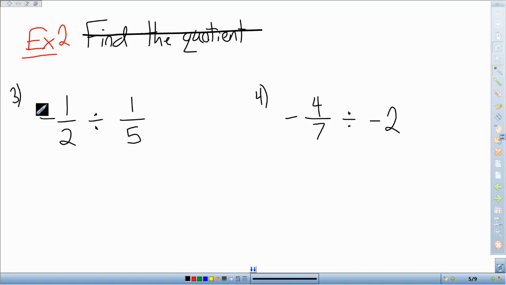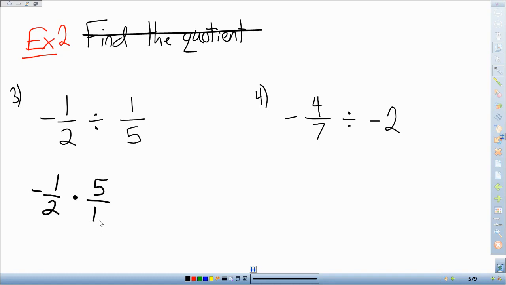Take a look at number 3. Okay, even though there's this negative 1/2 here, we're still doing freeze, change, flip. Meaning this first number, whether it's a fraction or not, stays the same. Okay, change our symbol to multiplication, and that means we are flipping our fraction. 1 over 5 becomes a 5 over 1.